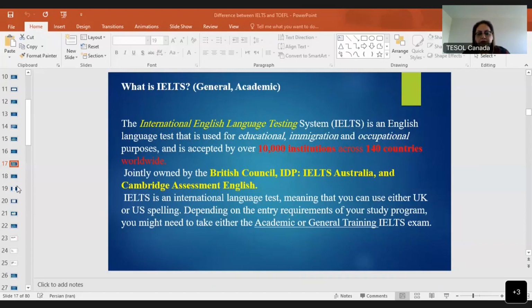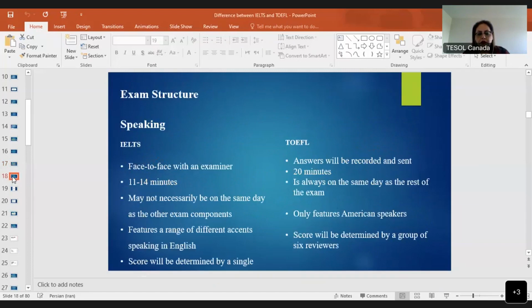Good. Now we're going to talk about the different parts and the differences between IELTS and TOEFL, and the differences in the style, modes, and timing of the questions for the different skills in IELTS and TOEFL. If you have any questions so far about the international exams, you can ask me now.